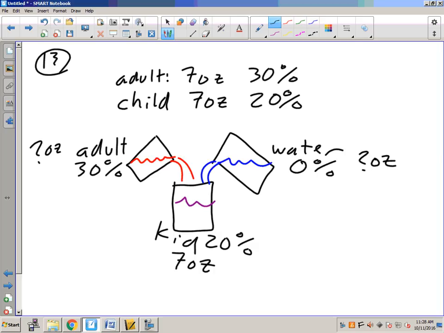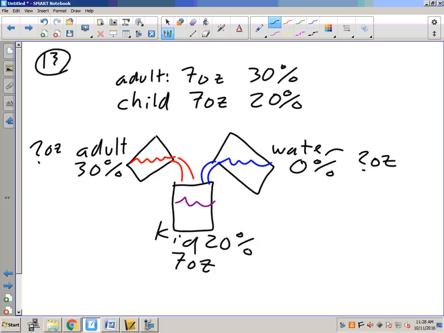I thought the adult already had 7 ounces. Yes. Now let's think about this. If I put 7 ounces of the adult mixture in and I'm trying to get 7 ounces out from the kid mixture, then it's all going to be from the adult mixture, isn't it? We're not going to have any room for any water. But we do have 7 ounces of the adult. We're just figuring out how much. Do we have 7 ounces of the adult? Is that what they said?